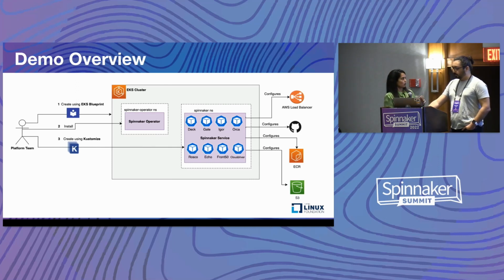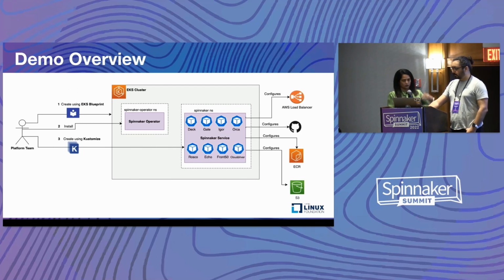Next, they will be responsible for installing the Spinnaker operator, which Fernando already went through. And Spinnaker, as you all know, is many microservices that perform different functions. So we'll be using Kustomize to create these Spinnaker services here, and we are also going to use the Kustomize patch configuration feature for integration with different AWS services.